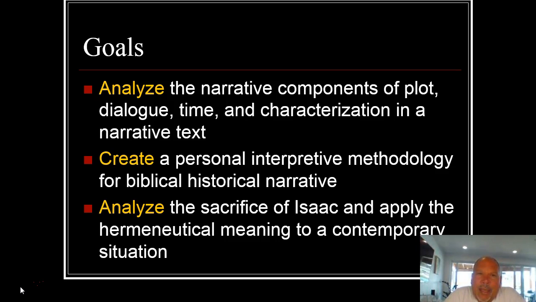So this week, I want you to analyze the narrative components of plot, dialogue, time, and characterization in a narrative text, and to create a personal interpretive methodology for biblical historical narrative, and at the same time, analyze the sacrifice of Isaac and apply the hermeneutical meaning to a contemporary situation. So I'm wanting you to analyze the sacrifice of Isaac narrative using plot, dialogue, time, and characterization. And then I'm wanting you to begin to really look at how you take this hermeneutical or exegetical understanding and apply it to a contemporary application.